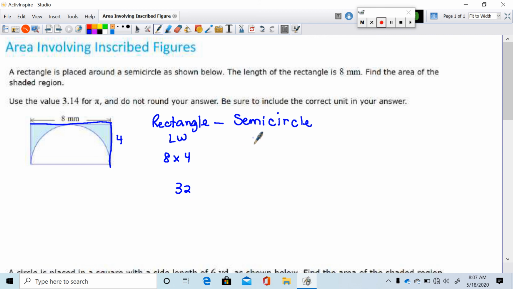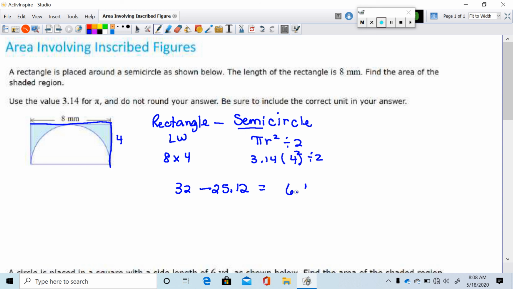Well, the formula for the area of a circle is pi r squared. But because it's a semicircle, a half of a circle, we have to divide by 2. So they told us to use 3.14 for pi. The radius is the width, 4, squared, divided by 2. So 4 times 4 is 16. 16 divided by 2 is 8. And 8 times 3.14 is 25.12. That's the semicircle. Subtract those out.